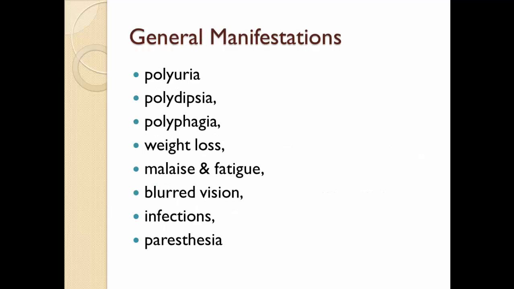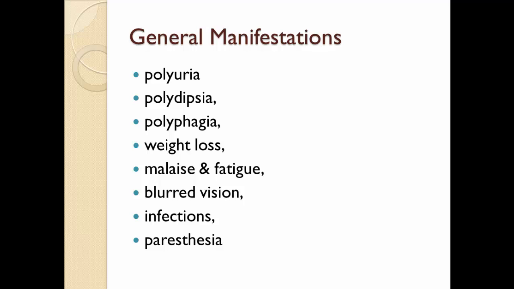Manifestations. These are just some general ones. Type 1 is going to be acute or a rapid onset of these. Type 2 is not as dramatic. They're not going to have as much urinary output or much thirst or hunger, and they definitely won't have weight loss. That is specific to type 1. Okay, so let's talk about these.